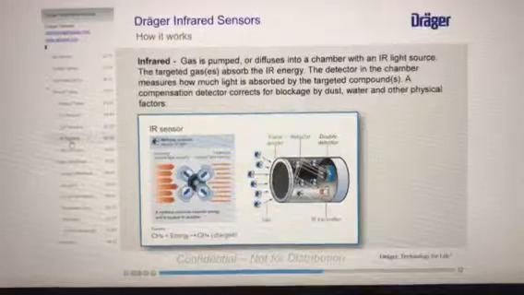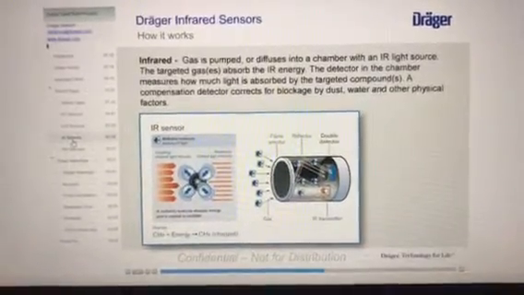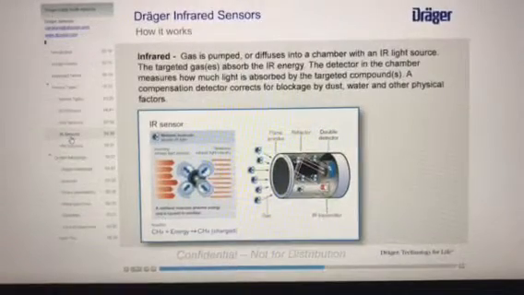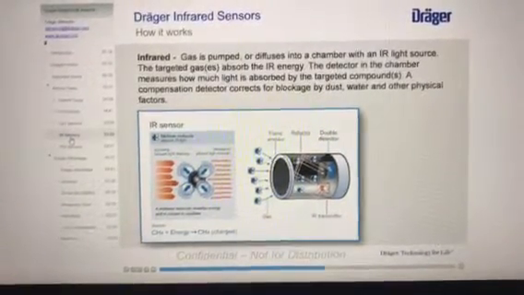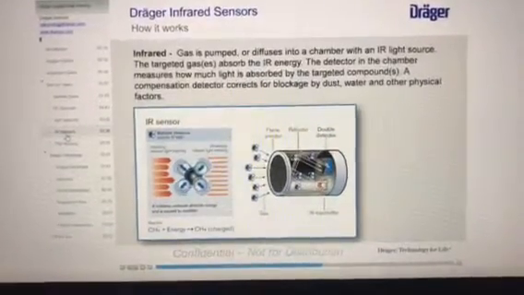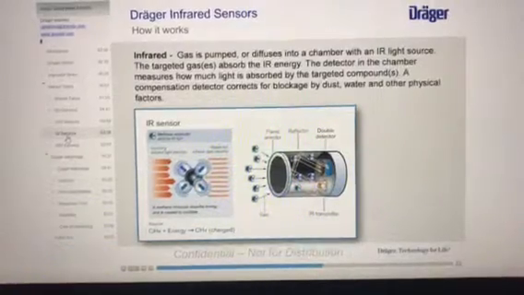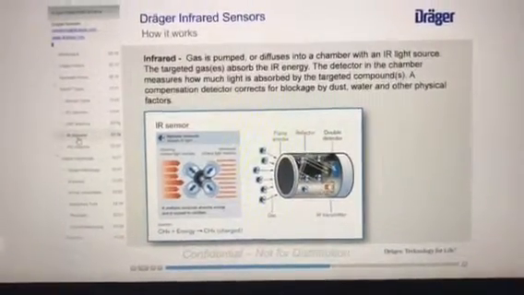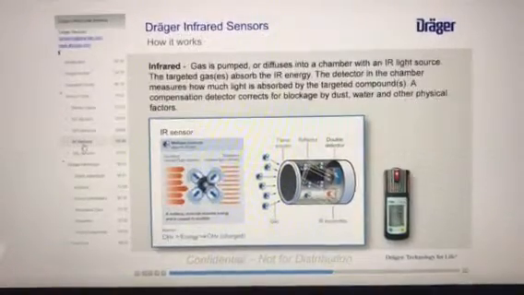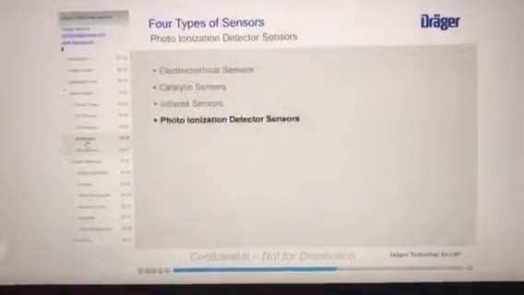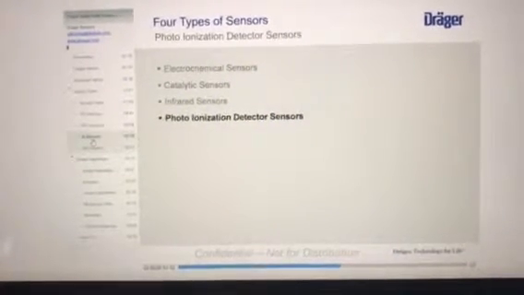An IR-EX sensor will only detect gases that absorb IR radiation and have a CH, or carbon-hydrogen bond. Hydrogen, as an example, is not able to absorb IR radiation, and therefore is not detectable by an IR-EX sensor. This type of sensor can be found in the XAM 5600 and XAM 7000 instruments. The next type of sensor that we will talk about is the photoionization detector sensor.